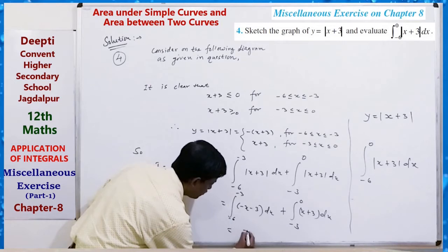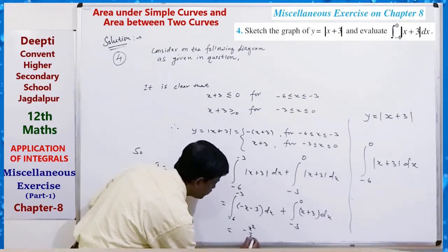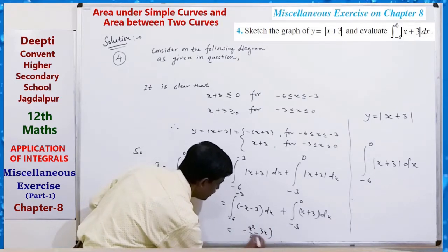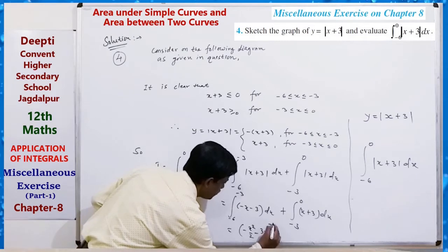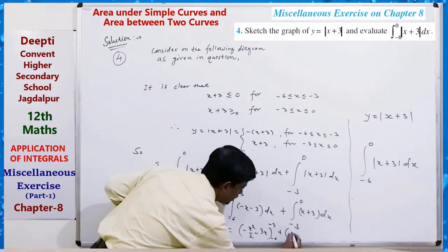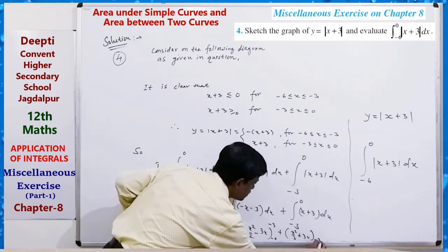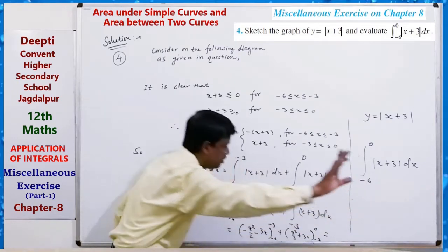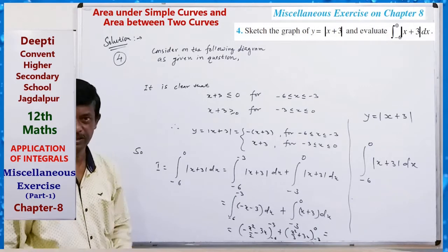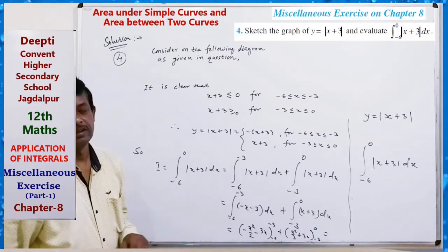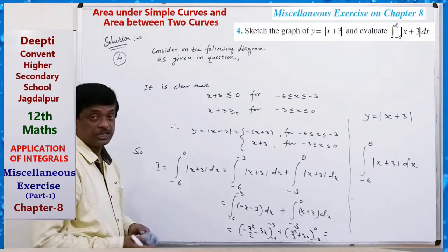This is equal to what? Minus x square by 2 minus 3x, limit from minus 6 to minus 3, plus here x square by 2 plus 3x, limit from minus 3 to 0. Now applying the limits, you can get the result. So do it completely. Okay. This was question 4.